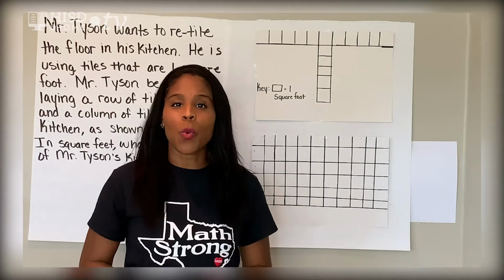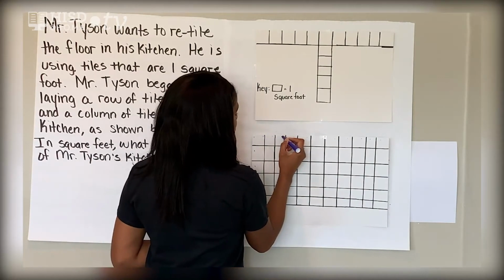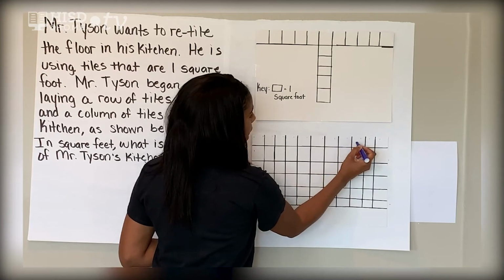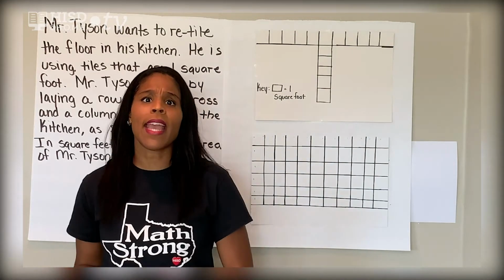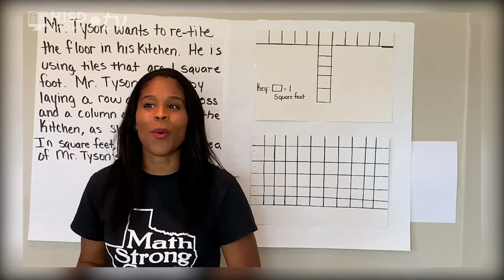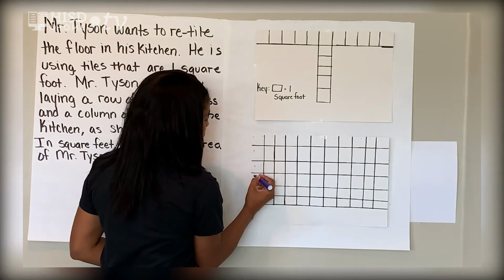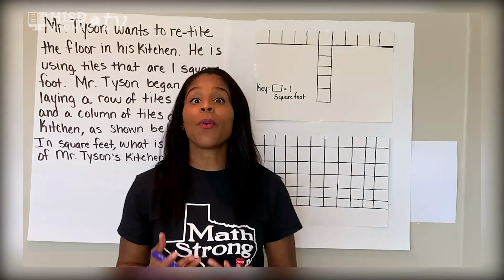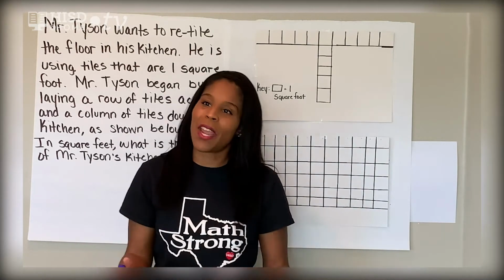Now, let's make sure that he does have that 11. We have 1, 2, 3, 4, 5, 6, 7, 8, 9, 10, 11. He does. Let's make sure that he has the 6 going down in a row. 1, 2, 3, 4, 5, 6. He does. So now we're off to a great start in order to solve for the area.